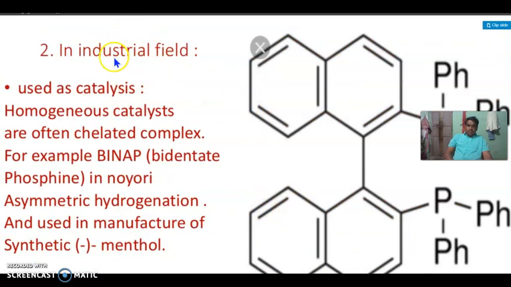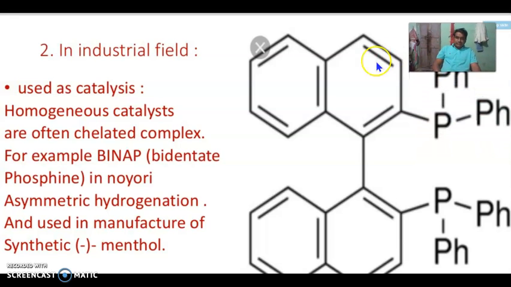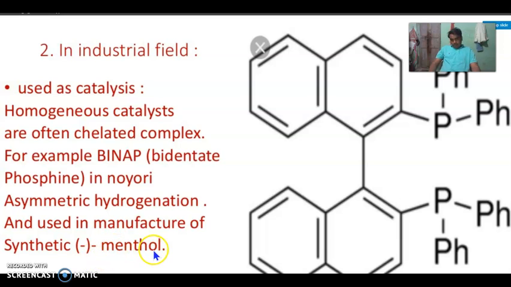In the industrial field, chelating agents are used in catalysis. Some chelating agents are used as catalysts in synthesis. Homogeneous catalysts are often chelated complexes, for example BINAP, a bidentate phosphine, in Noyori asymmetric hydrogenation and in the manufacture of synthetic menthol.